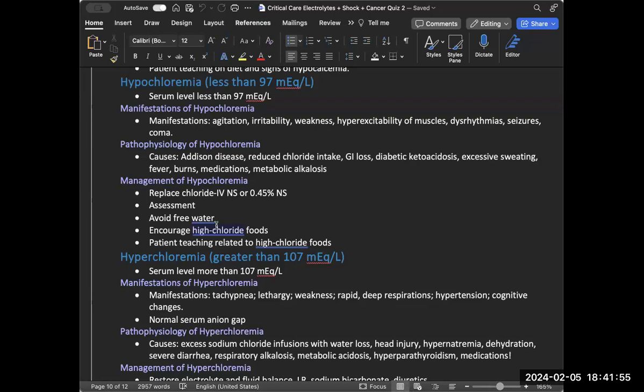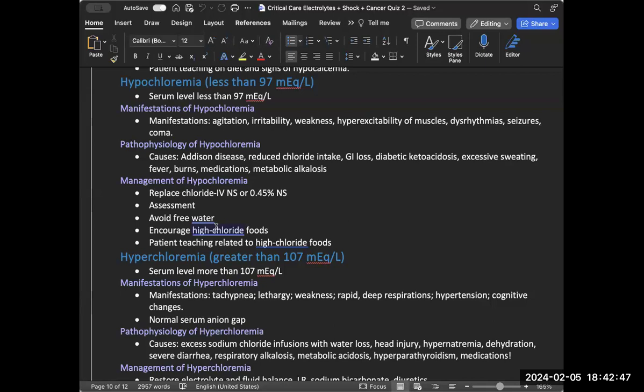So, look at the manifestations. They're agitated, they're irritable, they're weak, they have hyperexcitability of muscles, they have risk for seizures and dysrhythmias. That's exactly the same manifestations that we saw when someone has hyponatremia. So for hypochloremia, some causes can be Addison's disease, reduced chloride intake, GI loss, diabetic ketoacidosis, excessive sweating, right? Because sweat causes salt to come out, so chloride's going to come out too, fever, burns, things like that. Remember, salt and chloride go together. So if the salt level is going to go low because of something, so are the chloride levels.